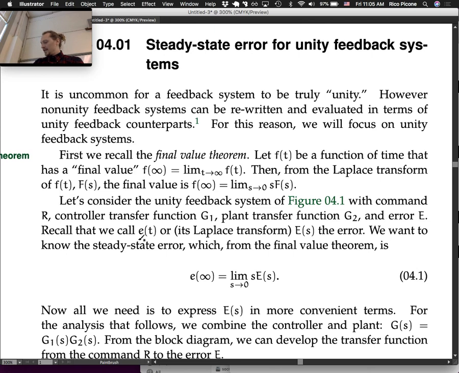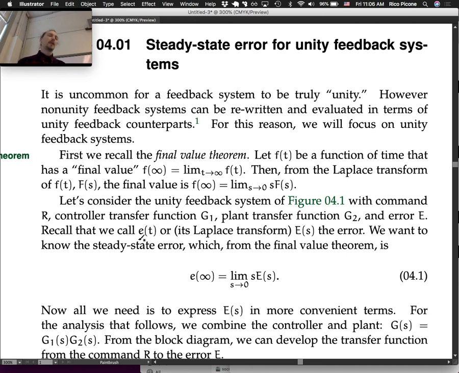So you might think, oh no, this is another purely academic exercise, this doesn't really matter, real systems aren't unity feedback. But wait, non-unity feedback systems can be refactored, rewritten, and evaluated in terms of unity feedback counterparts. So say you have a system with a feedback transfer function in it. You can use the same analysis we're going to learn in 4.1 if you reshuffle that mathematically into a unity feedback system. So it's totally applicable to all systems, even those with non-unity feedback.